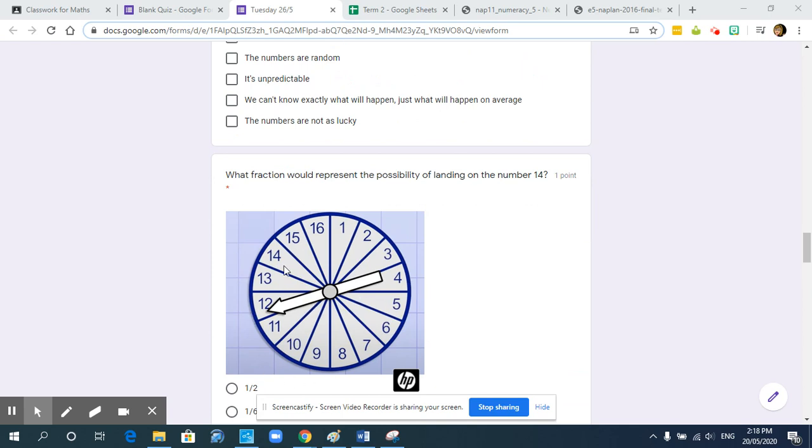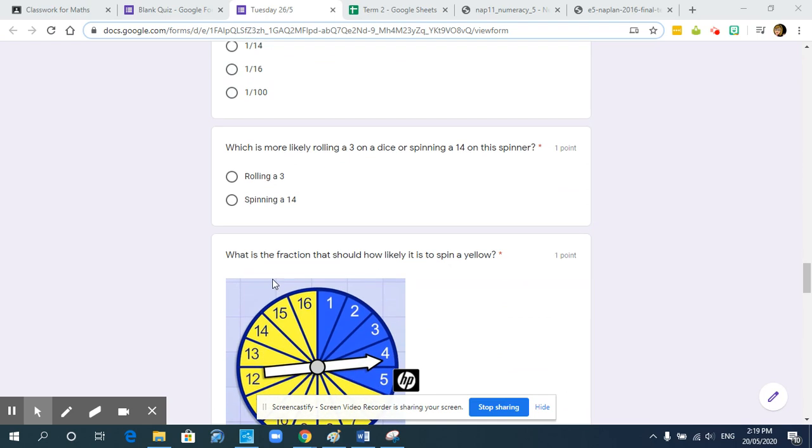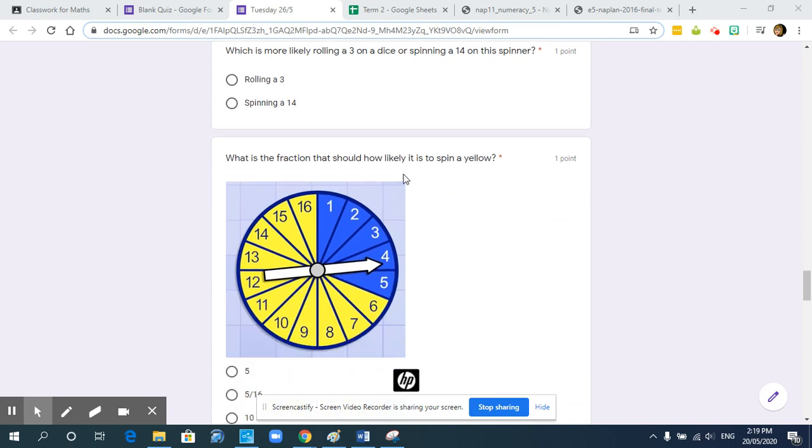Now we're looking at the spinner. What fraction would represent the possibility of landing on the number 14? If you've watched the video, again, this is very easy. Is it 1/2, 1/6, 1/14, 1/16, or 1/100th? Which is more likely, rolling a 3 on a dice or spinning a number 14 on the spinner? You have two choices there, and if you've watched the video, answer's easy.